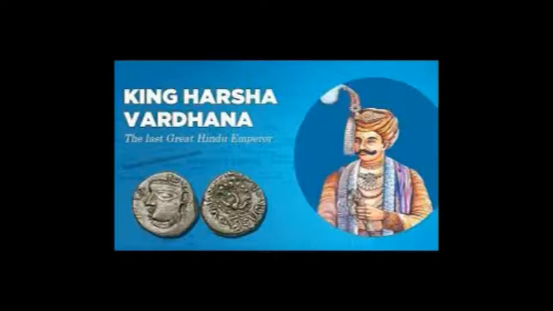So what happens? This rivalry between Harsha and Shashanga led to fighting with both of them. And what happened? Harsha made a friendship with Bhaskara Varman too, and they both stood together to kill Shashanga. And unfortunately, Shashanga died. So after the death of Shashanka, Bengal was divided into four: Pundravardhana, Karna Suvarna, Samatata and Tamralipti.